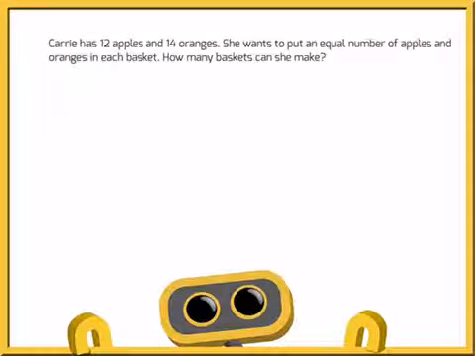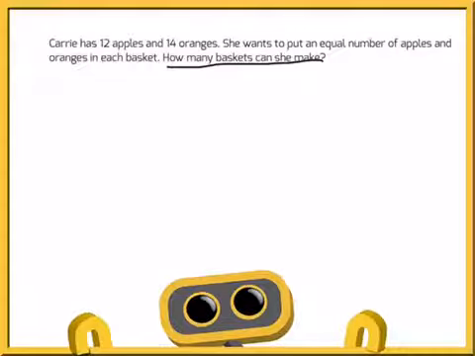So I'm going to be using word problems for this review because that makes it a little bit more challenging, and I noticed that we just need a little bit more review in this. So if you look up here at this problem, it says, Carrie has 12 apples and 14 oranges. She wants to put an equal number of apples and oranges in each basket. How many baskets can she make?